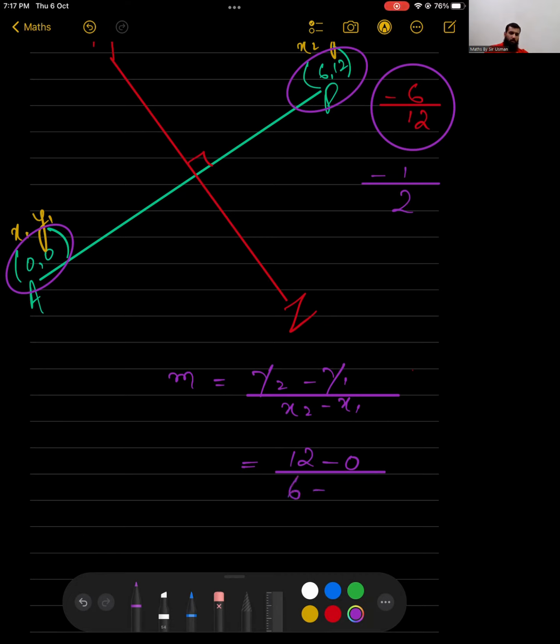So it would be 6 and x1 is 0 again. So this would turn out to be 12/6, which is going to be 2. Okay, so basically if you are giving an answer in such a form that it is equivalent to the final, actual answer, then you won't lose marks.